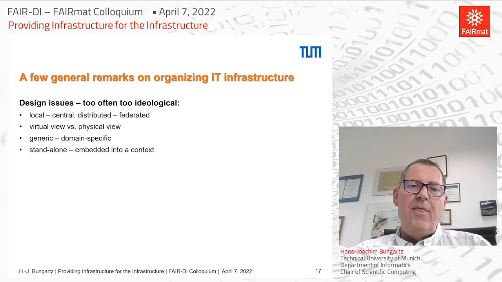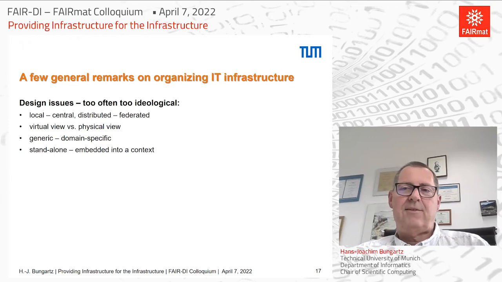There's the virtual view versus the physical view. The physical view says my machine has to be next to me. The virtual view says, well, independent of where it really is, I want to have direct and immediate access to the infrastructure, then I'm fine. There's this, I will come back to this later, eternal fight between generic and domain specific. So the scientific domains typically assume that if computer scientists are involved, they make something absolutely useless just for their fun, something which tries to address everything, but at the end addresses nothing.